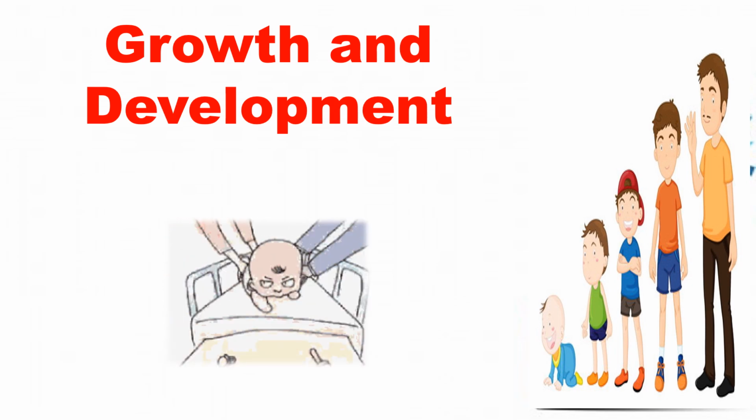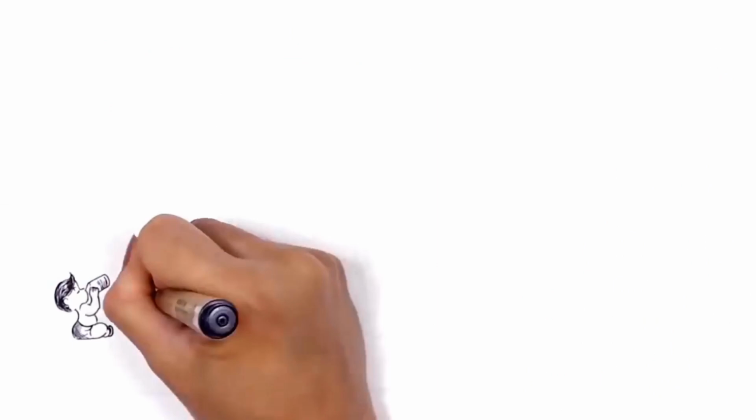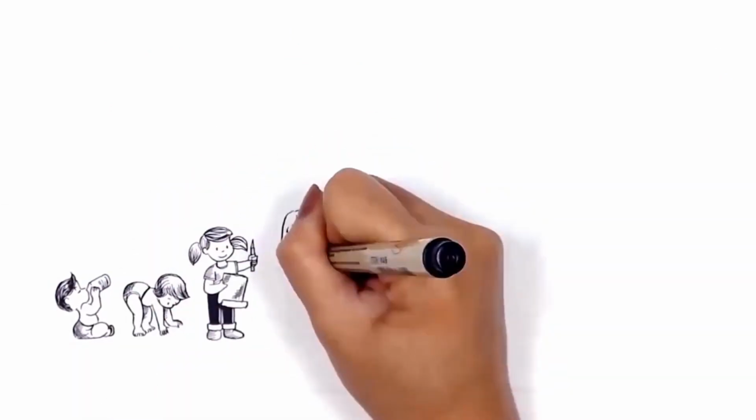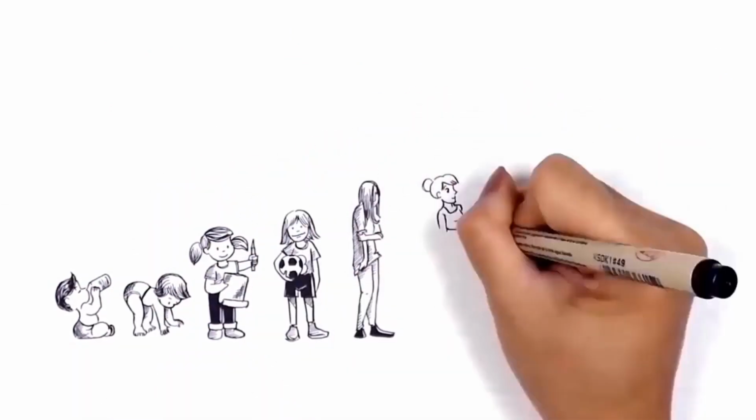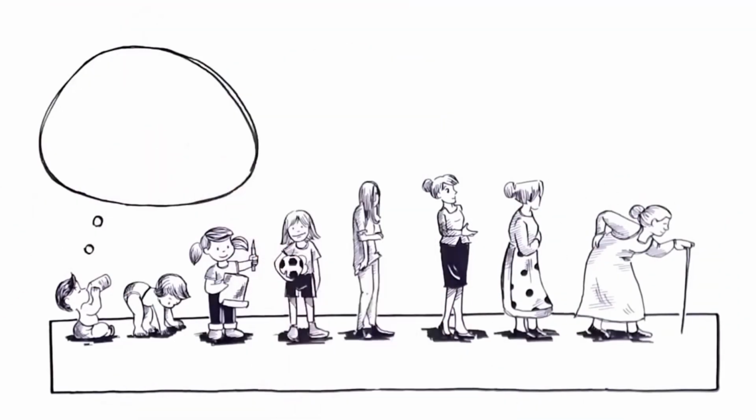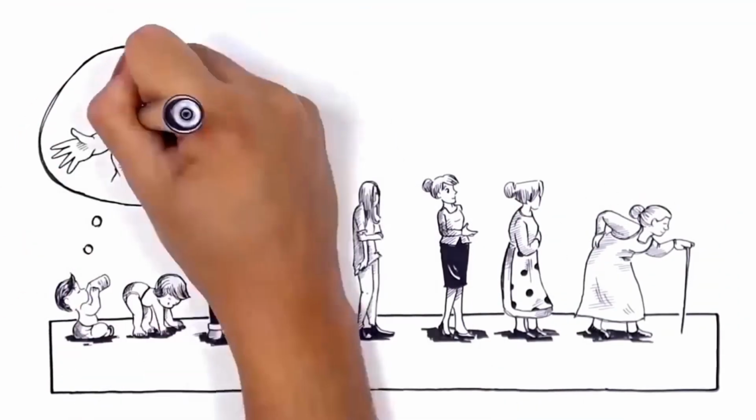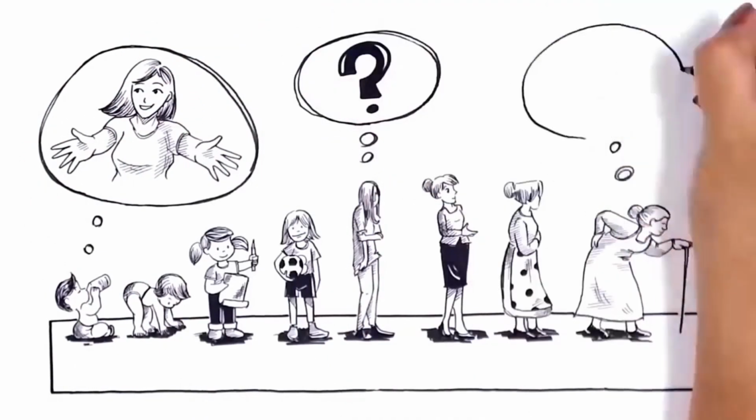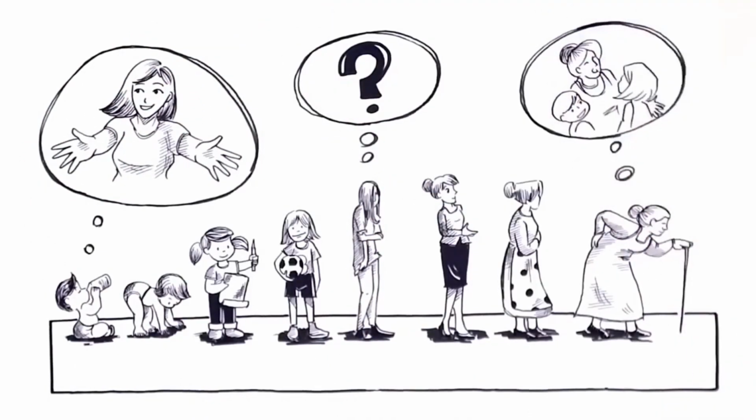Let's watch this video. Erikson's theory of psychosocial development identifies 8 stages which a healthy individual should pass through from birth to death. At each stage, we encounter different needs, ask new questions, and meet people who influence our behavior and learning.